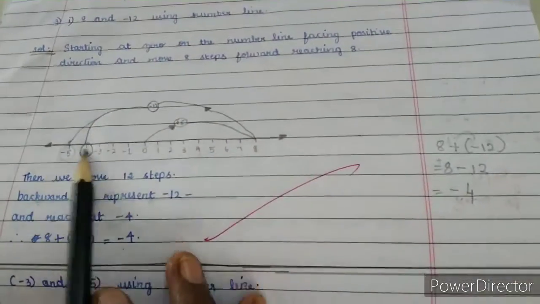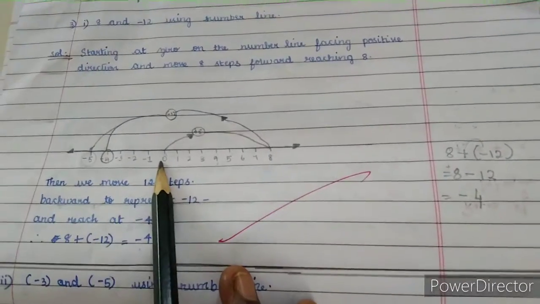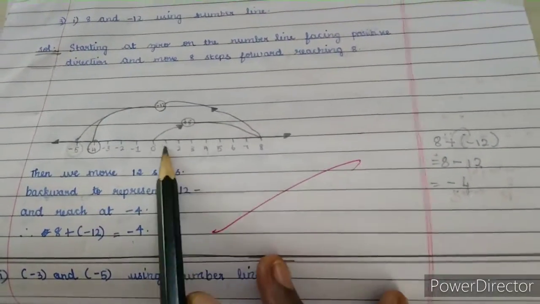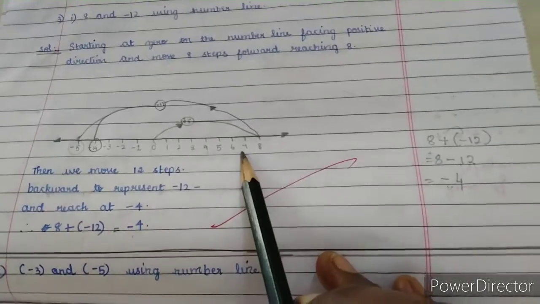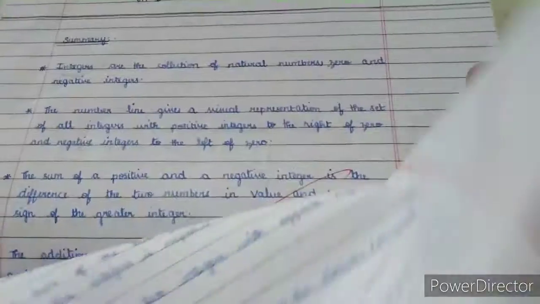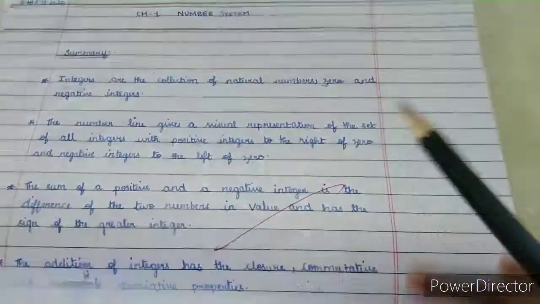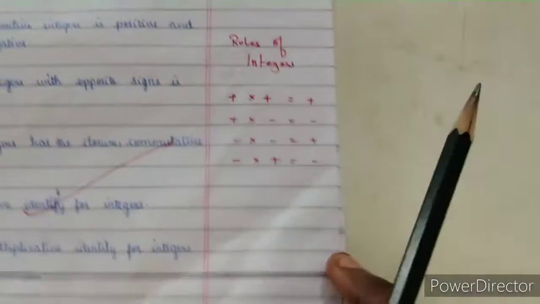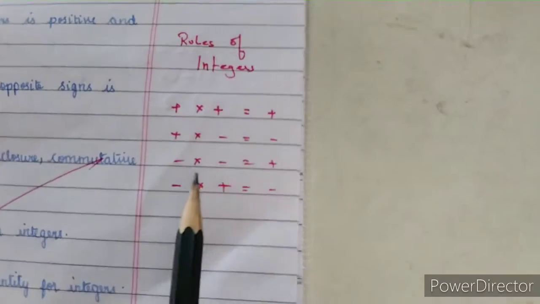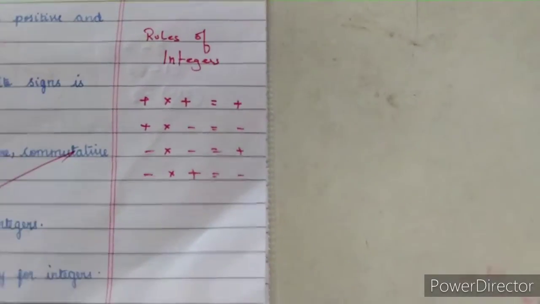So, you have to draw a number line and at the center is a 0. Positive integers should be on the right hand side, and the negative integers you have to write on the left hand side. Now, by using the rules of integers, we are going to solve the exercise sums.